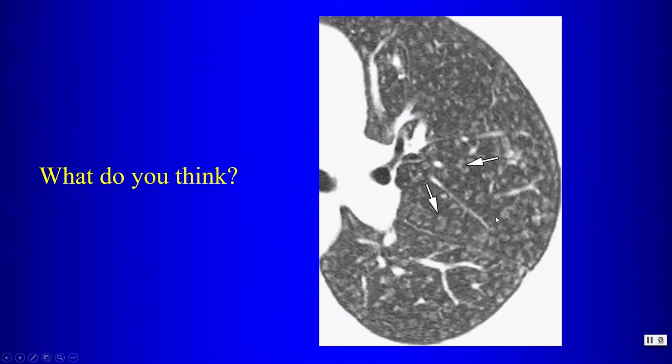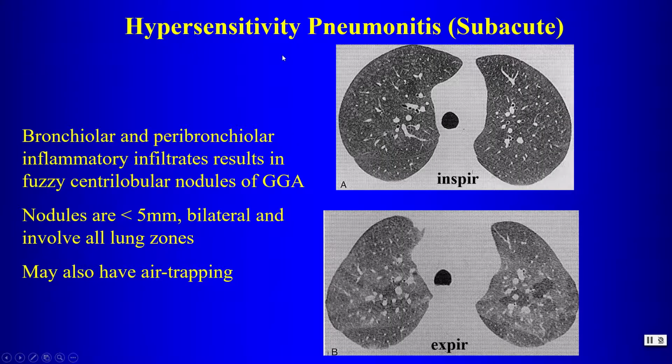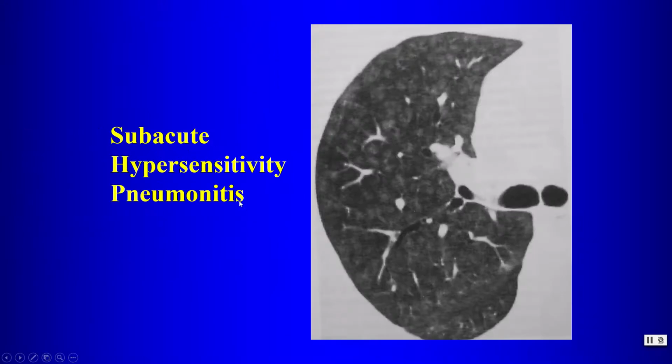Here we have centrilobular nodules. Notice they are not touching the pleural surfaces. These are mostly ground glass attenuation. So what do we think about here? Well, here we think about hypersensitivity pneumonitis. Hypersensitivity pneumonitis gives you centrilobular ground glass opacities, and it can also give you air trapping on expiratory views. Now, we also mentioned if the patient is a smoker, in that case you might think respiratory bronchiolitis. So subacute hypersensitivity pneumonitis: centrilobular ground glass opacities.